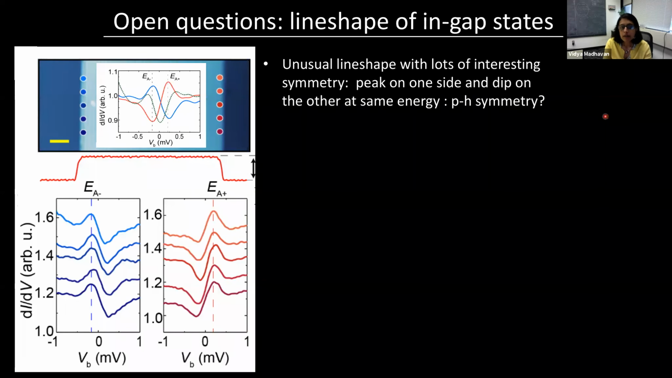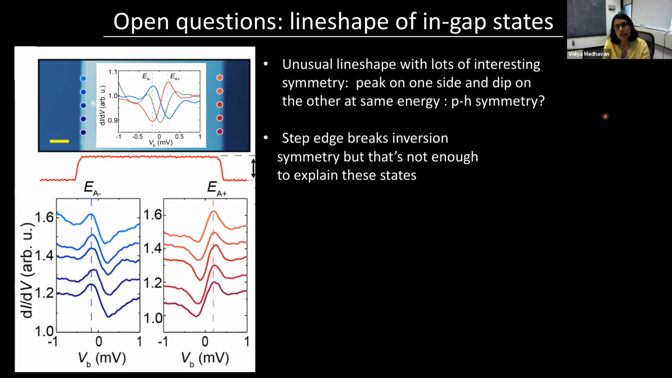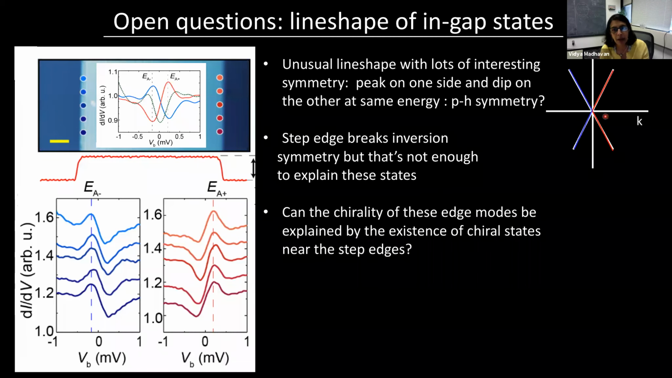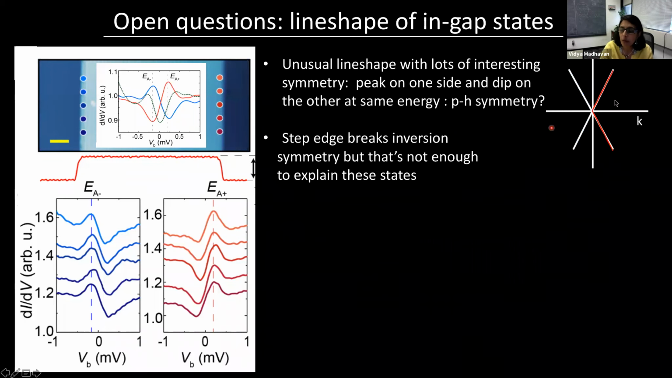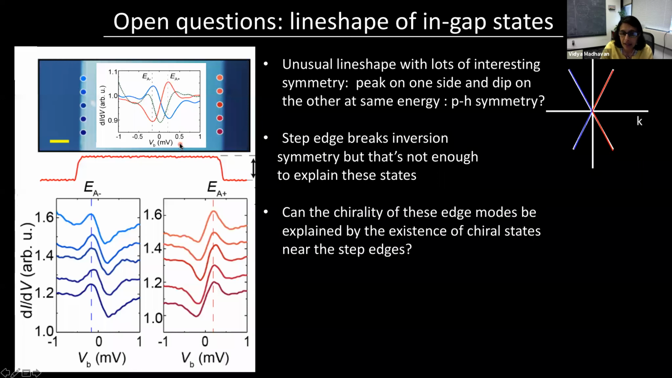So this is just the beginning actually. So the question is, there's this unusual line shape. Each spectrum by itself doesn't have particle-hole symmetry, and I'll come back to that in a second. The line shape cannot be explained simply by breaking inversion symmetry, because if you broke inversion symmetry, you would still see states at any given point, both above and below the Fermi energy. So inversion symmetry is not enough to explain this line shape.